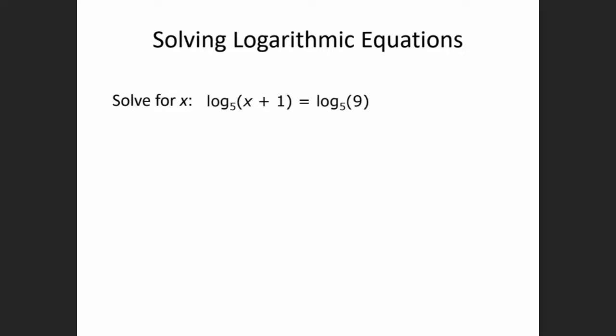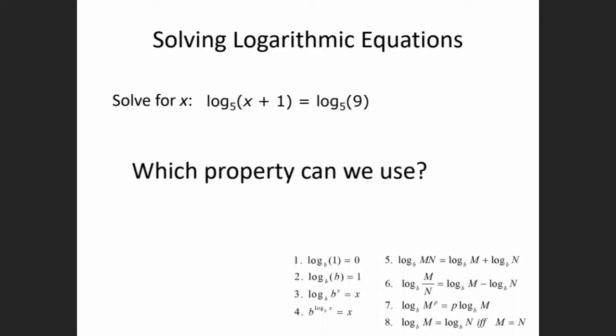Right, so let's try this example, solve for x. Log of base 5 of x plus 1 is equal to log of base 5 of 9. So we see that we can apply our one-to-one property because we have the same log on both sides. We have a log of base 5 on the left, a log of base 5 on the right. So for these two logs to be equal to each other, that means the inputs have to be equal to each other. So again, this is the one-to-one property.